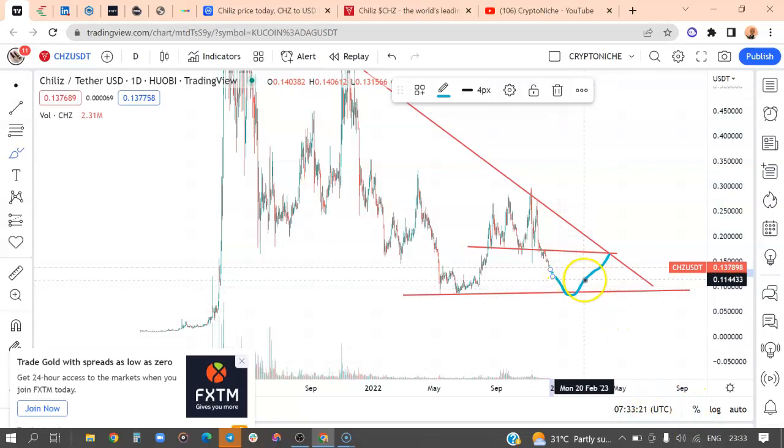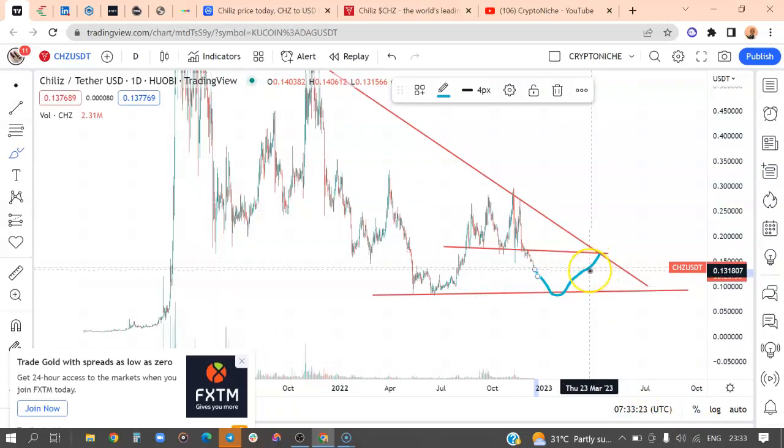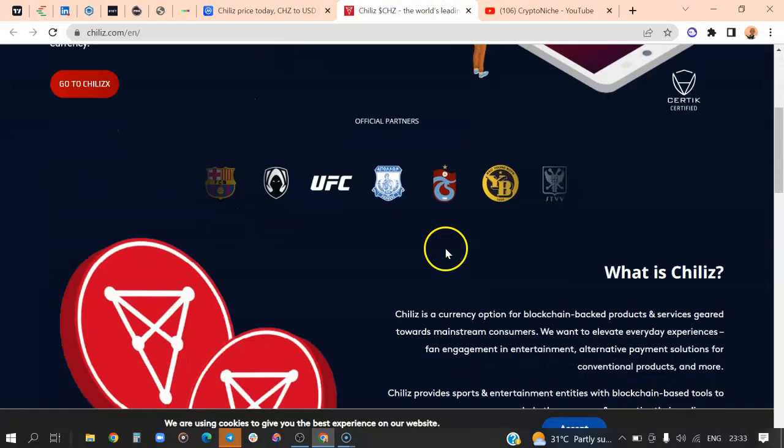It's going to test the support, and boom, it's going to rally up again. By the time it tests the support, possibly by January, February, they're going to be having another season in European leagues. And when we're having those seasons in European leagues, the price will actually go up also, because a lot of projects are built on this blockchain.